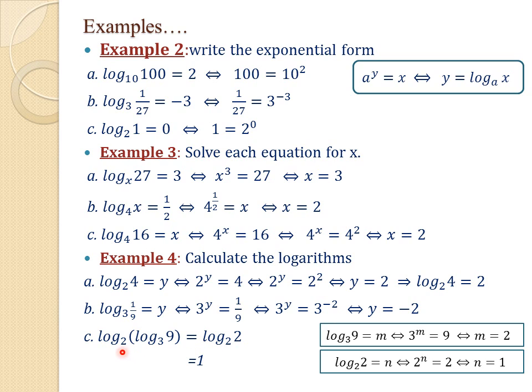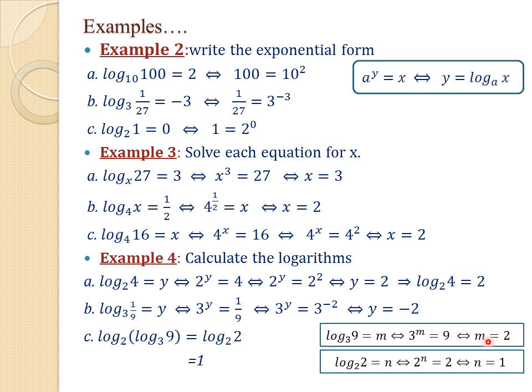For this value, we have logarithm inside logarithm. So I have to finish the inner value first. The inner value is logarithm 9 to the base 3. Equal it to any expression, say m. Then this is 3 power m equal 9. And now 9 is 3 power 2. That's why m equals 2.